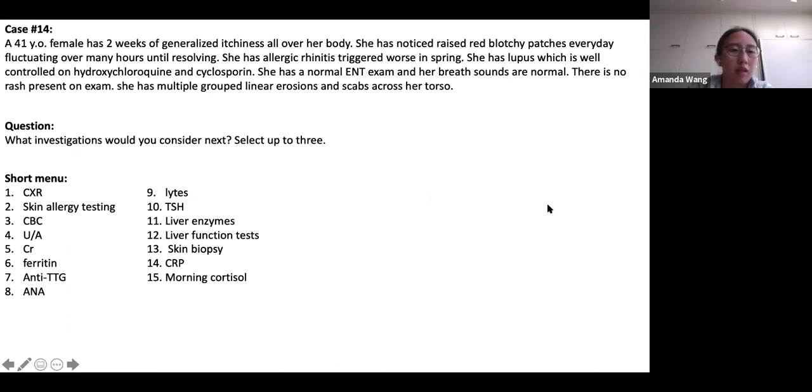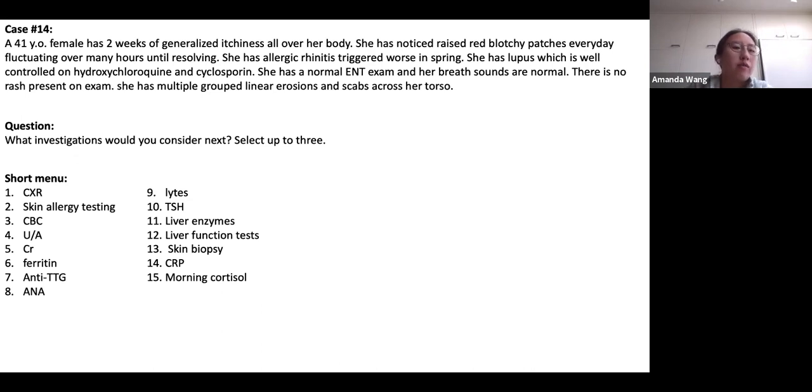And on exam, we tried to use the keywords here for excoriations, and that's something important to be able to recognize on your exam. So those grouped linear erosions with scabs where you're scratching. For her, it was her torso. That's something to pick up, that those are excoriation marks.